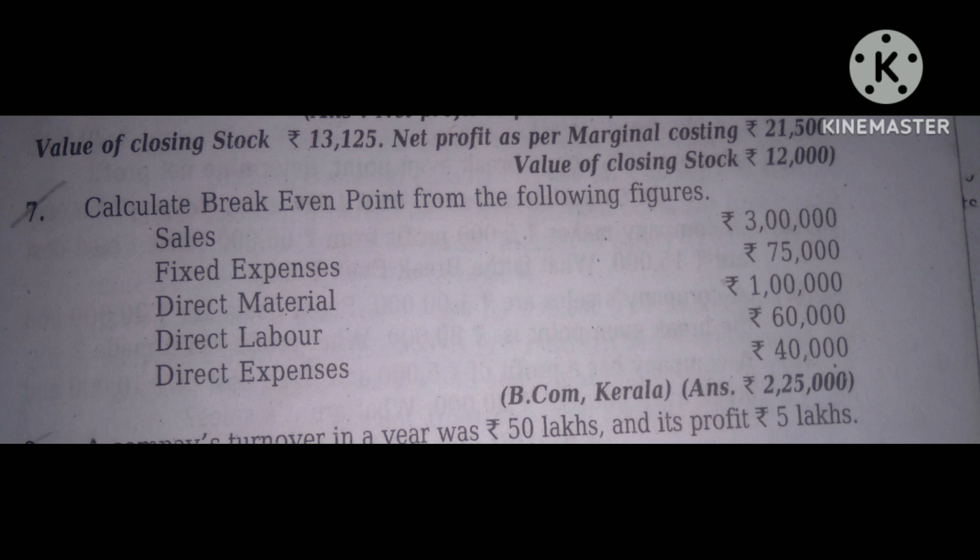Now we will see the seventh problem. Calculate break-even point from the following figures. Given sales is 3 lakhs, fixed expense is 75,000, direct material is 1 lakh, direct labor is 60,000 and direct expenses is 40,000. So now we have to find out the break-even point.